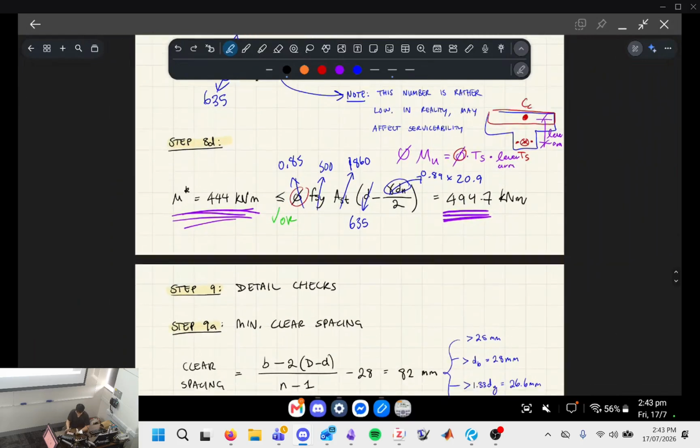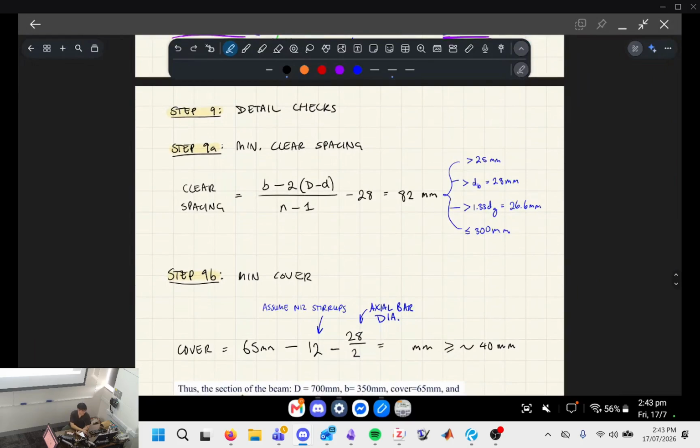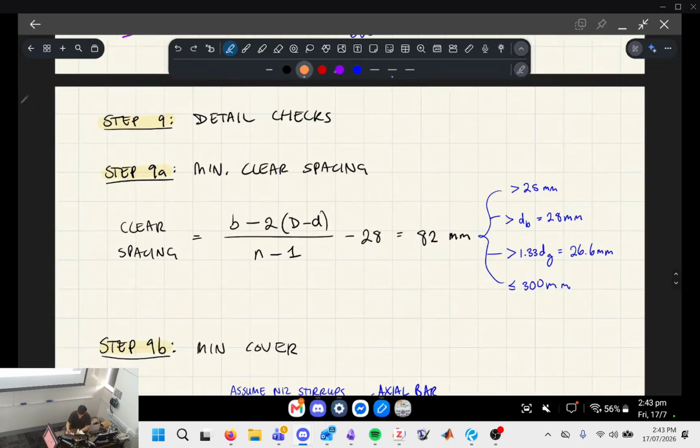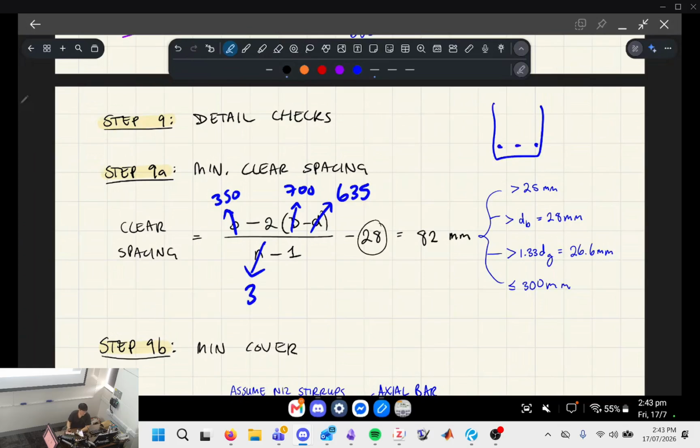Let's keep going. We've got the detail checks, okay? So the detail checks is all those things to do with spacing of bars, cover, etc. So minimum clear spacing, okay? We've got between bars. It follows this formula, okay? So we know the width is 350, the depth 700. This was 635. And n is the number of bars. So remember, we chose a beam with 3 bars, I believe. And then this is the bar diameter.